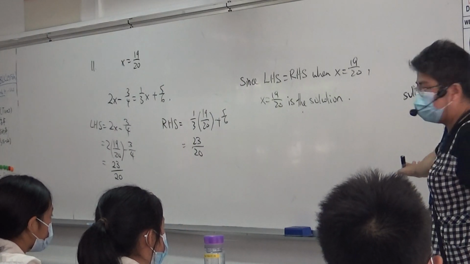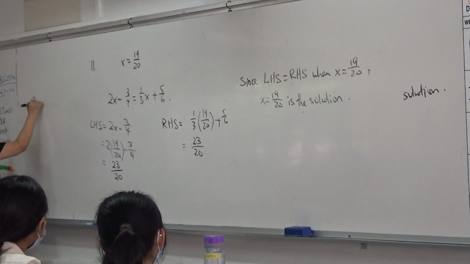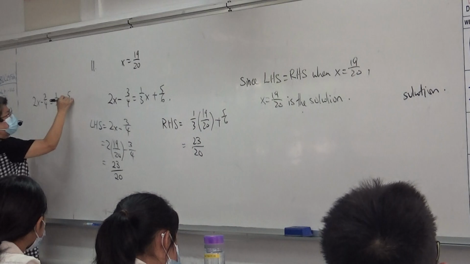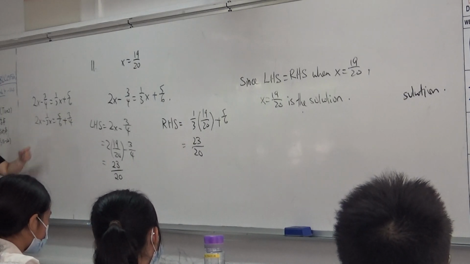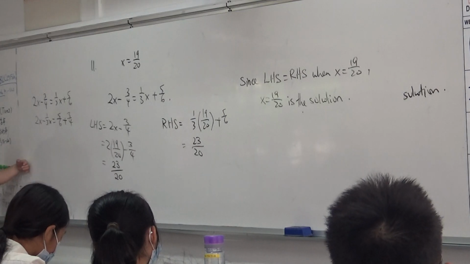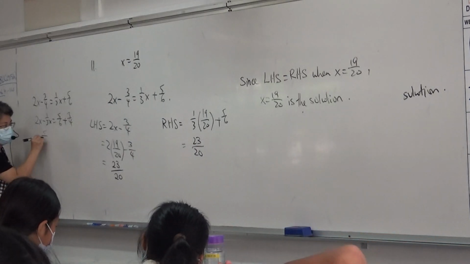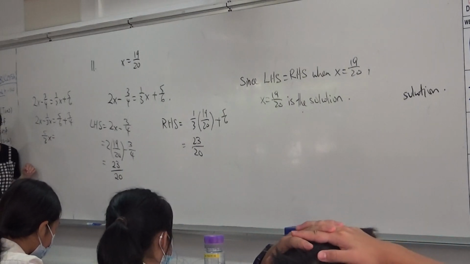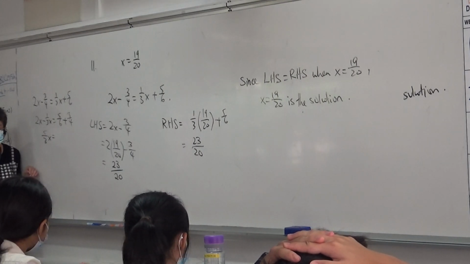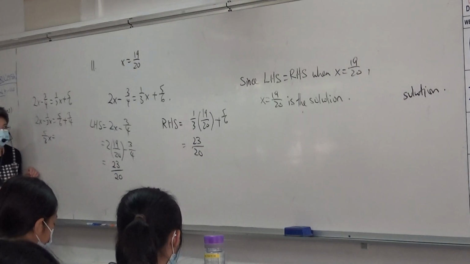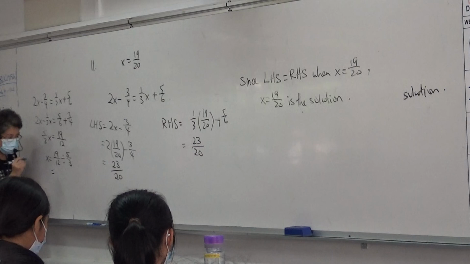This is the way to answer question 11. But if let's say I want to solve this equation, all of you look up. This one don't copy, this one just for information. I'm going to take 2x minus 1 third x equal to 5 over 6 plus 3 quarter, right? What's 2 minus 1 third? 5 over 3. So x is going to be 19 over 12 divided by 5 over 3.